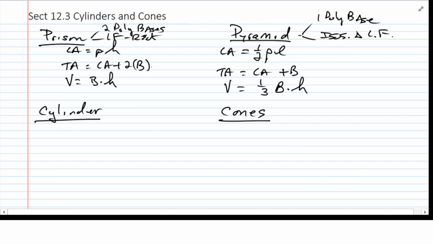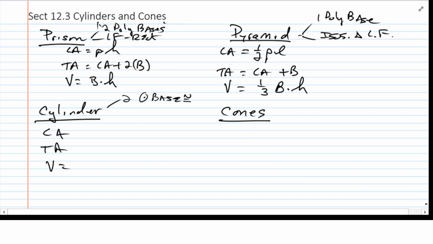So this section is about cylinders and cones, and what you're going to find out is a cylinder is really nothing more than a prism. The only difference is that instead of having two polygonal bases, it's going to have two circular bases that are congruent. And there are no lateral faces because it's circular. So we're going to have LA, TA, and also V.